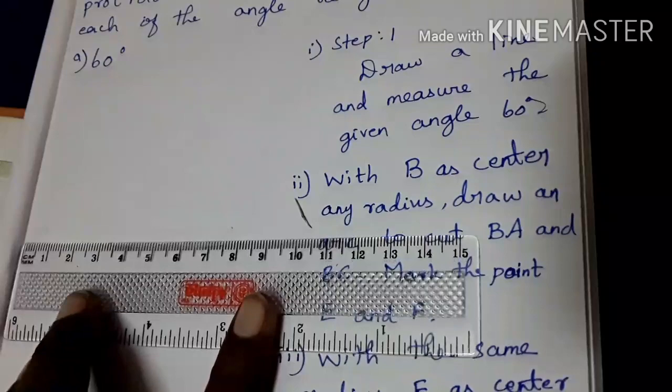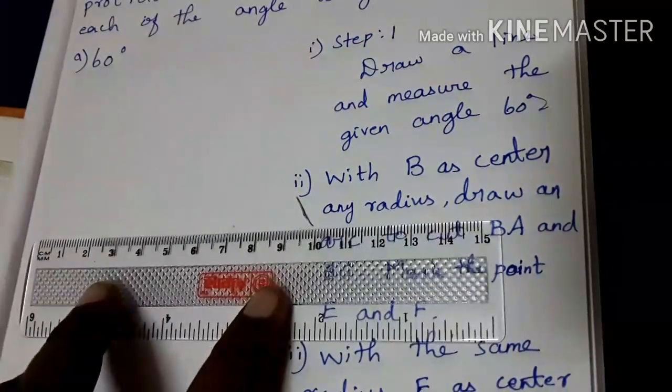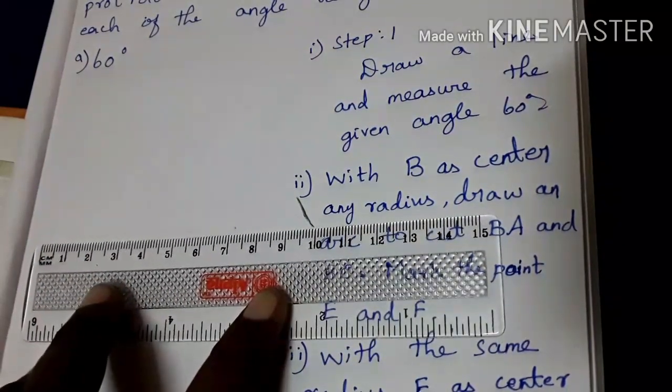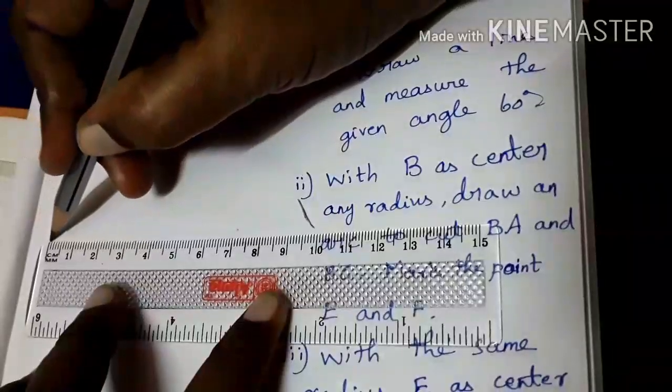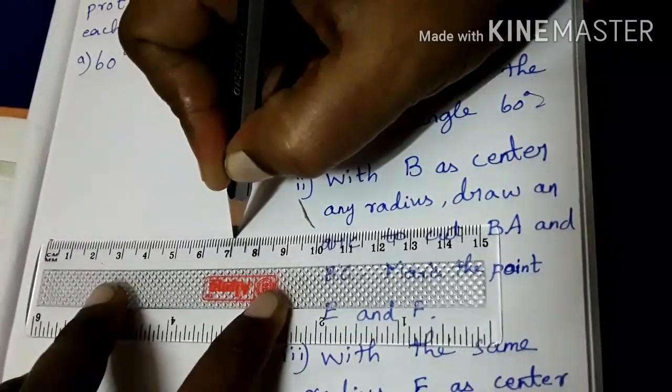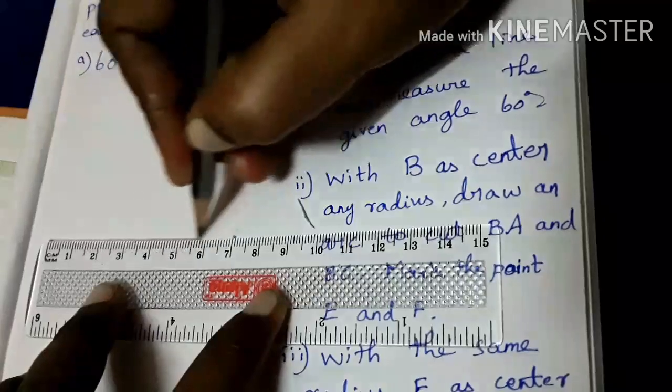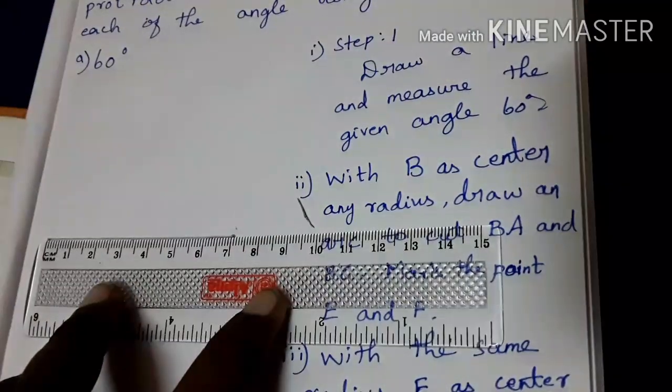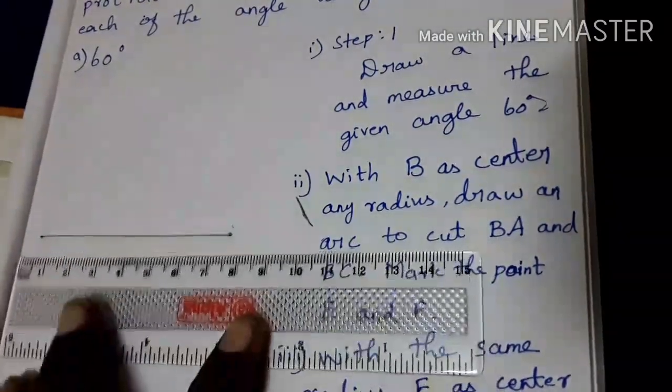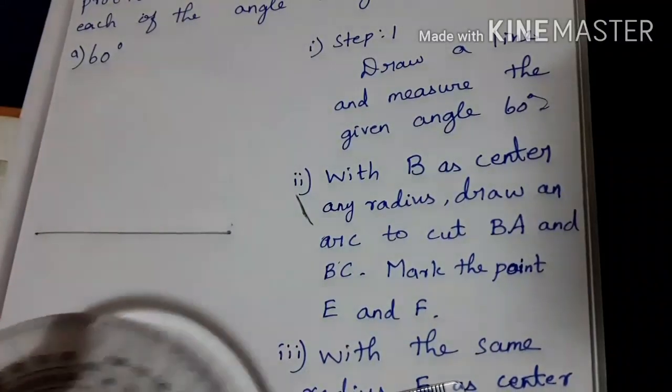So I will draw a line of 7 centimeters. How do you draw the line? From the 0 point to the 7 point, join this. So this is one line segment. We have to draw a line segment. I will draw the line segment of 7 centimeters.